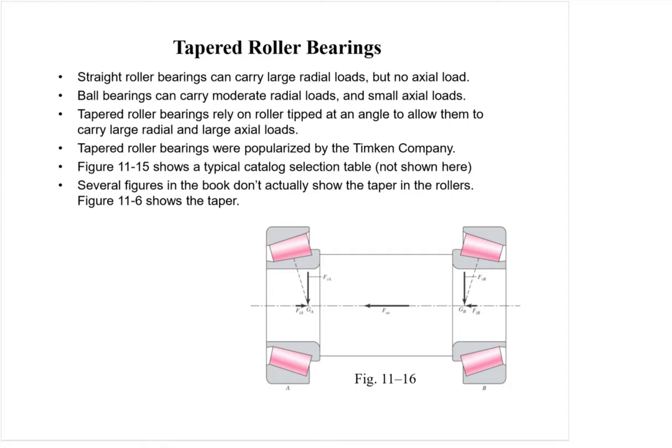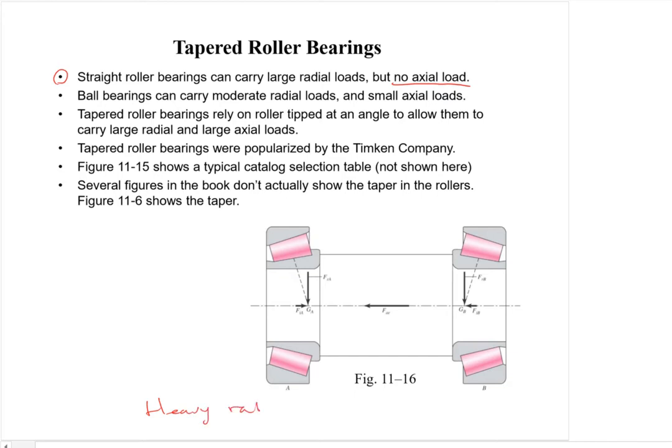One is different types of bearings. Other than ball bearings, we have tapered roller bearings. Straight roller bearings, the first bullet item, can't carry axial load. So that's why we have tapered roller bearings. Ball bearings can handle small axial loads. Tapered roller bearings can carry large radial and large axial loads. So these are heavy load bearings.